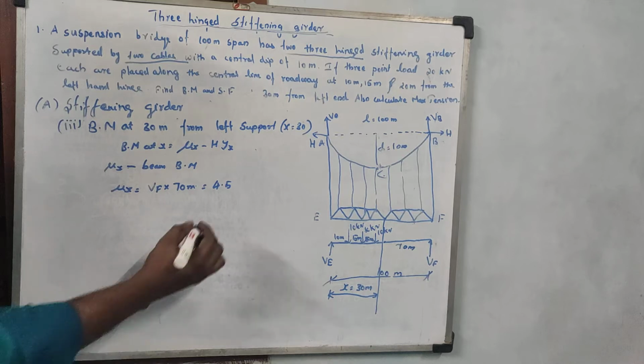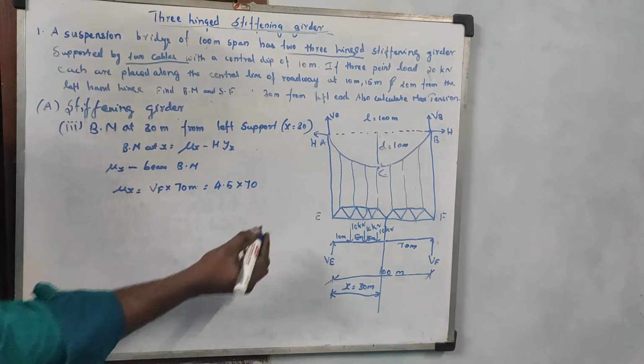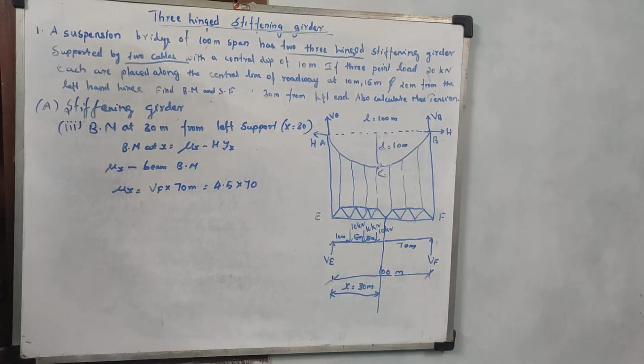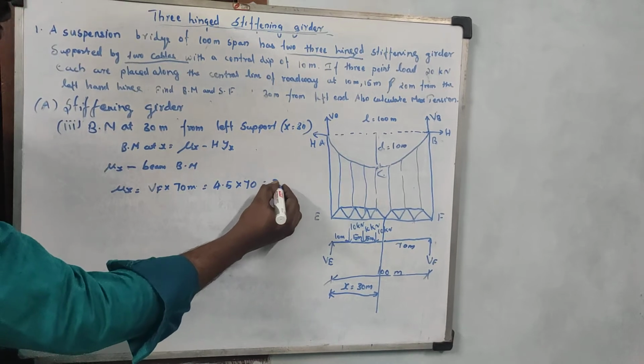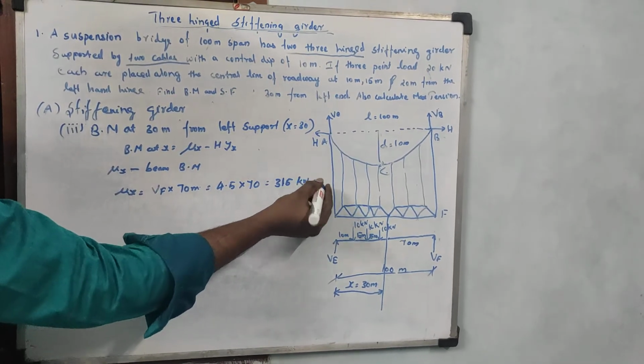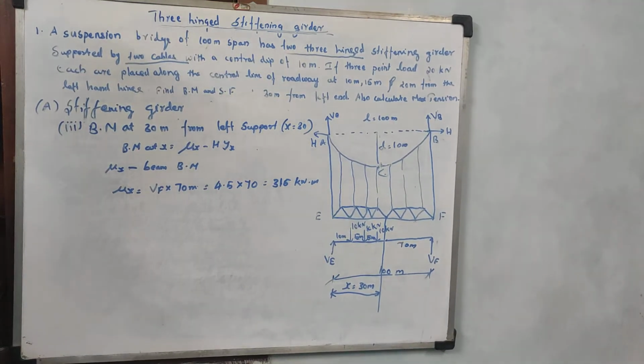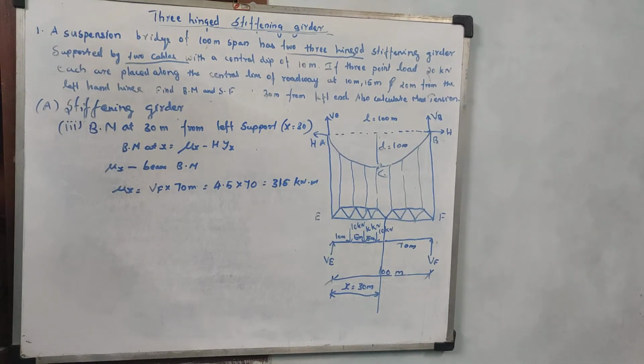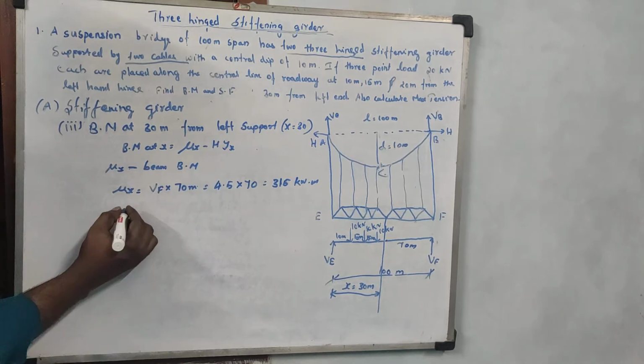Vf equal to 4.5 into 70 meter. It is 350 kilonewton meter. Next, we have to find Yx.